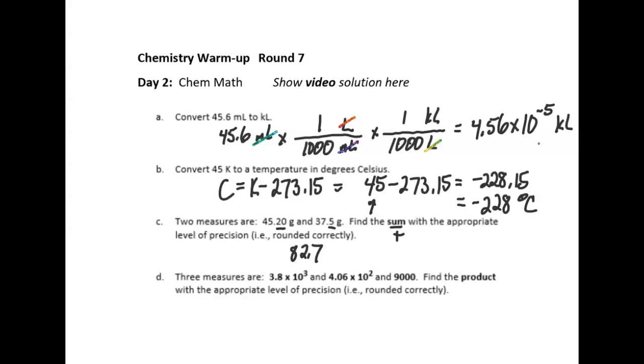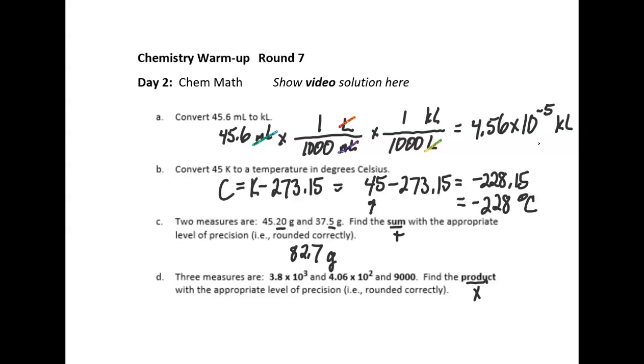So the least amount of decimal digits is 1. We want our answer to have 1 decimal digit, and it does. 82.7 has that 0.7 as its decimal digit. The label is grams. Question D. 3 measures are given. We're asked to find the product. That's when you multiply them. So I'm going to use my calculator and multiply together all 3 of those numbers.